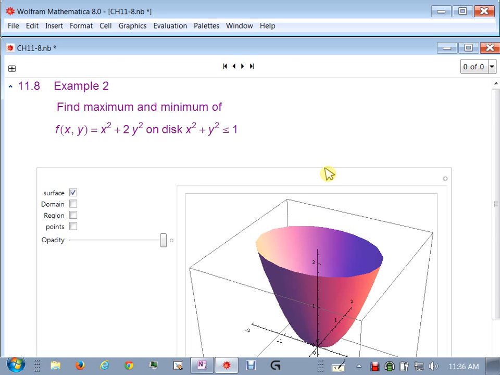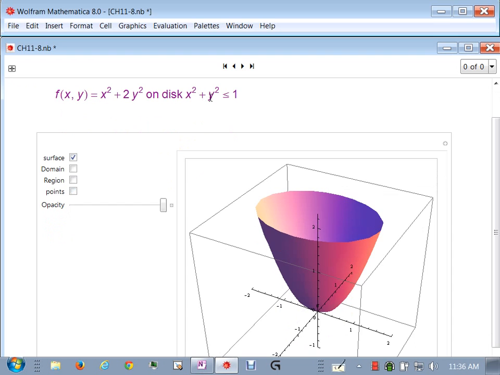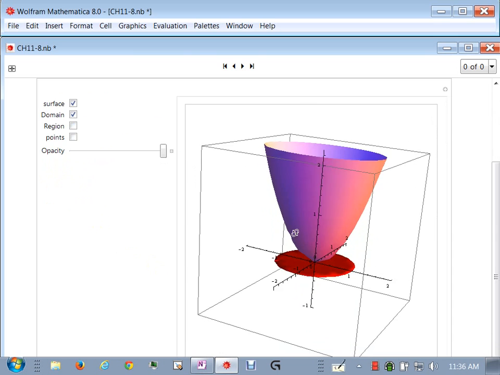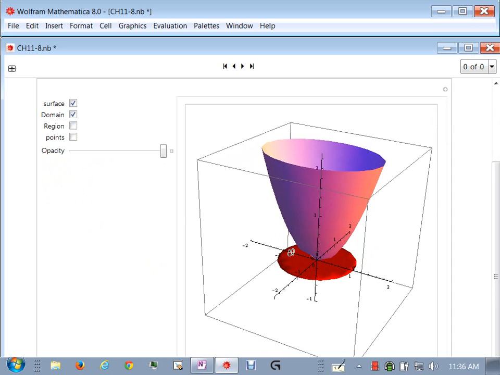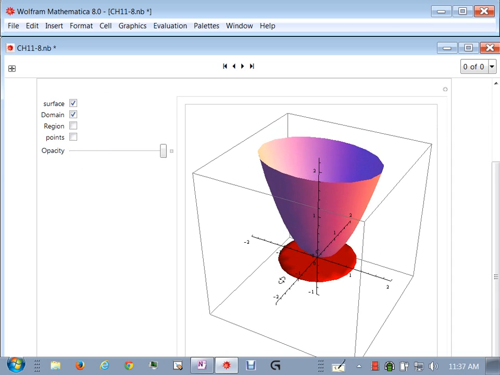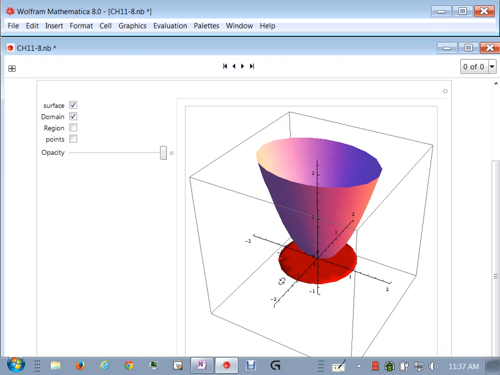So this is like a closed bounded set. Do you agree x squared plus y squared less than or equal to 1 means your domain is everything on the ground there inside that disk and the edges? Yes? So the way that we approach this is pretty nice. What we do is we break it into two separate problems, just like we did before.